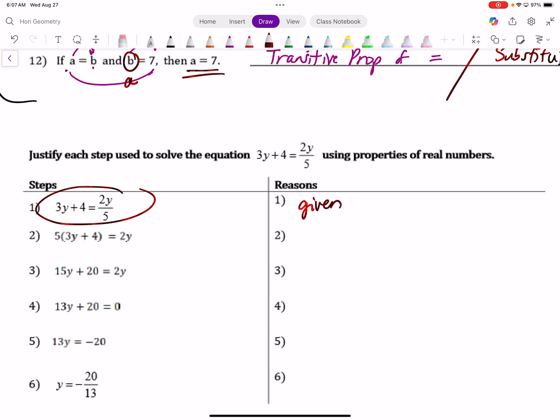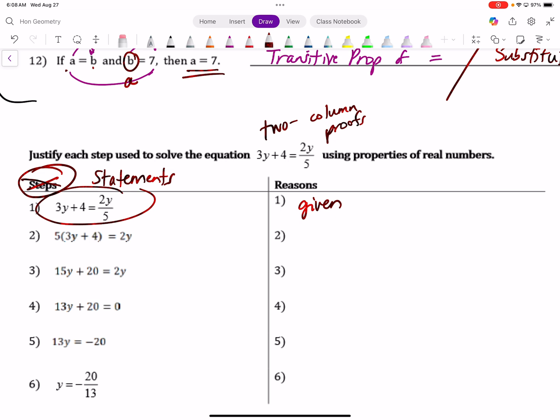And this one, it says steps, but when we do geometry proofs, these are going to be statements. Now, we're doing it as steps right now because it's an algebra problem. But just know, these are called 2-column proofs. So we're doing the algebra that you're familiar with, and it's going to lead us up to the geometry that you're not as familiar with.